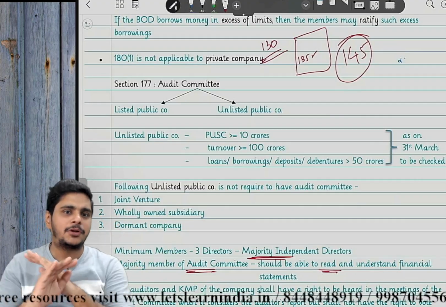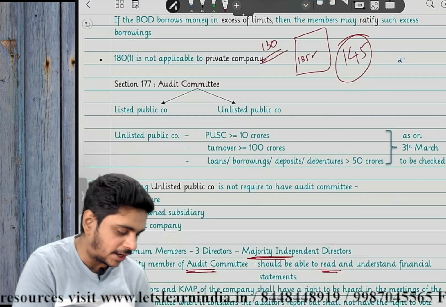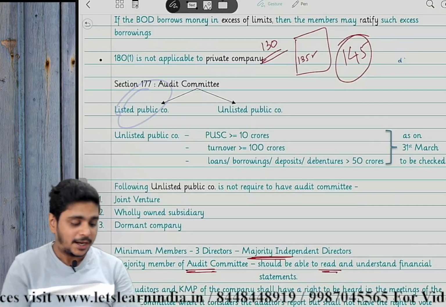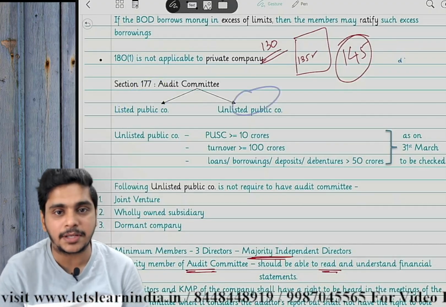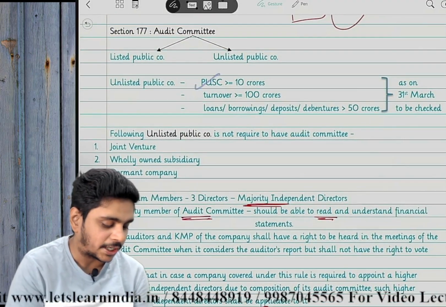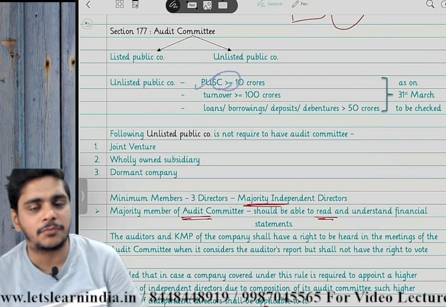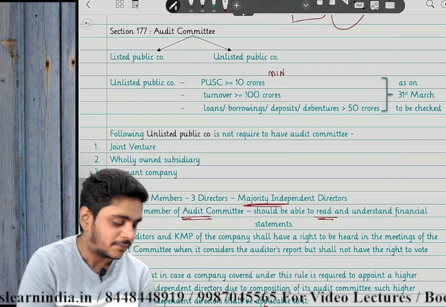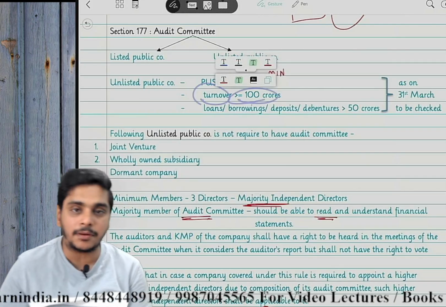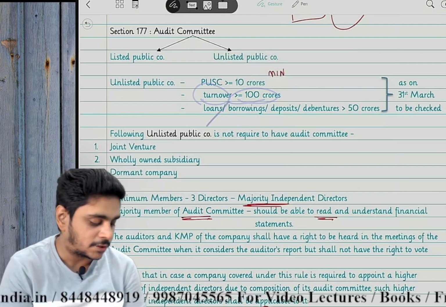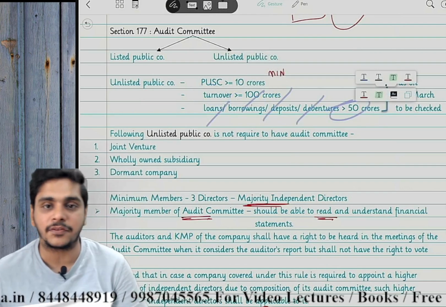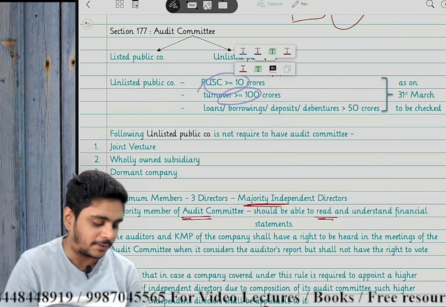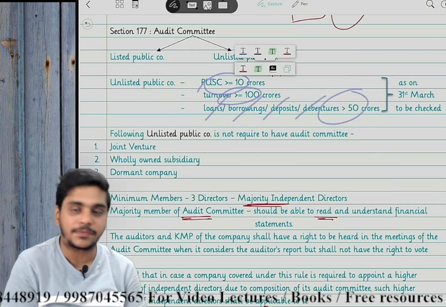Audit committee is not applicable to every company. For sure it will be there in the exam. It is applicable to every listed company and unlisted public company. In an unlisted public company, you check 3 things. Paid up share capital should be more than or equal to 10 crore, that means minimum 10 crore, or turnover of minimum 100 crores, or loans, borrowings, deposits, debentures exceeding 50 crores.